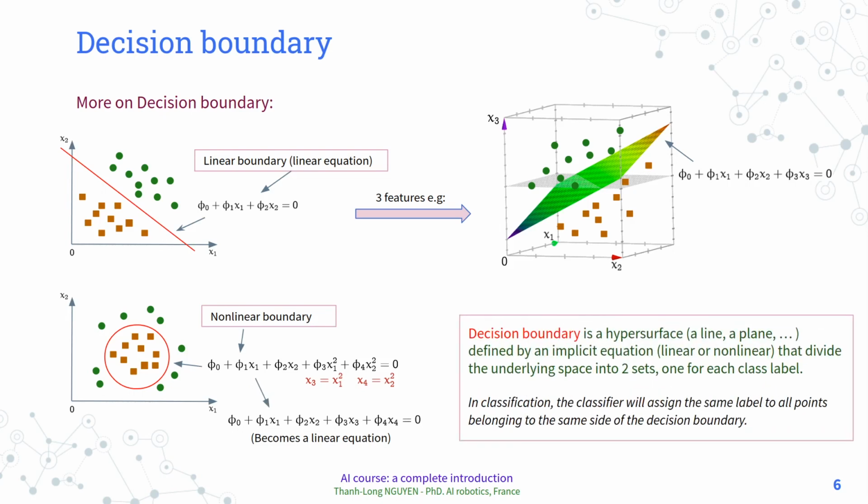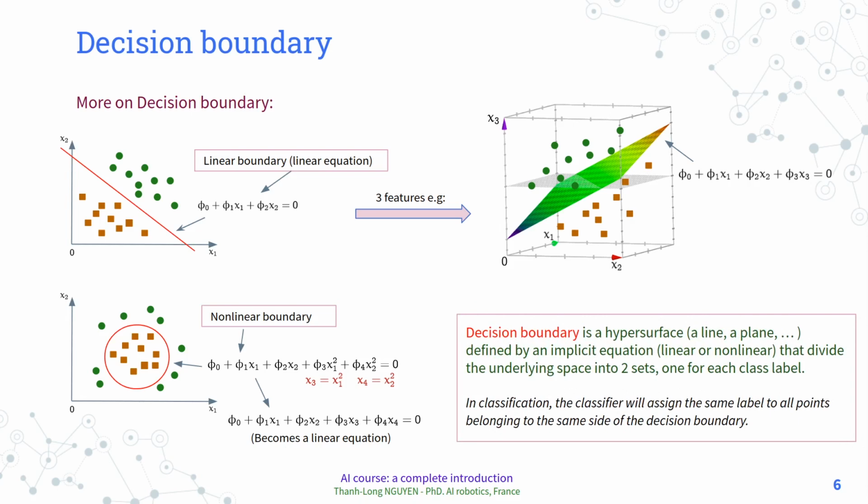So, decision boundary is defined as a hypersurface, for example a line, a plane, a hyperplane, etc., represented by an implicit equation, linear or nonlinear, that divides the underlying space into two sets, one for each class label. And in a binary classification problem, we assign the same label to the data points belonging to the same side of the decision boundary. Okay?